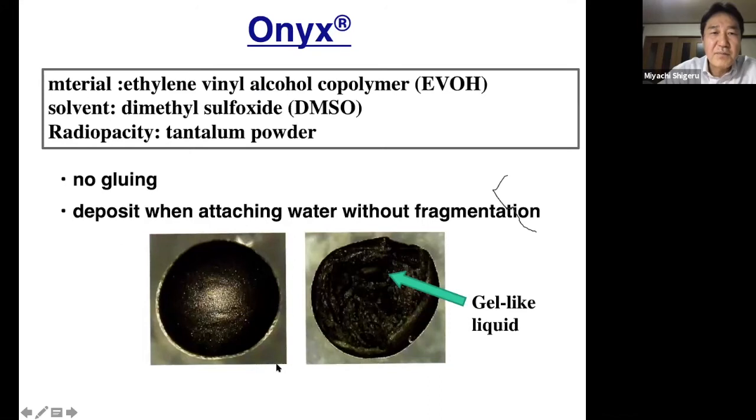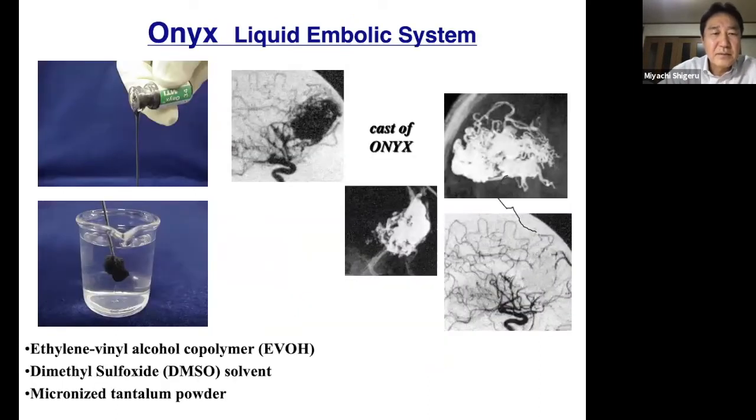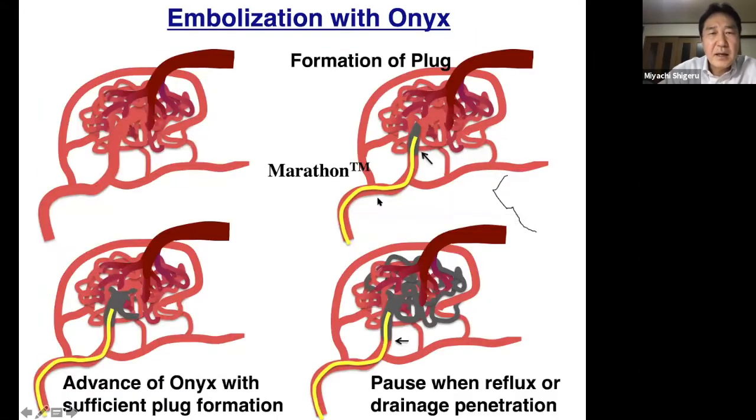Onyx is an ethylene vinyl alcohol copolymer, the solvent is dimethyl sulfoxide, DMSO, and it includes tantalum powder. This is a grayish embolic material, and it penetrates very deeply into the nidus. With this strategy, using a microcatheter, Onyx is injected a little into the proximal side of the nidus as a plug, which disturbs the flow, and then it is injected slowly to penetrate the whole nidus.